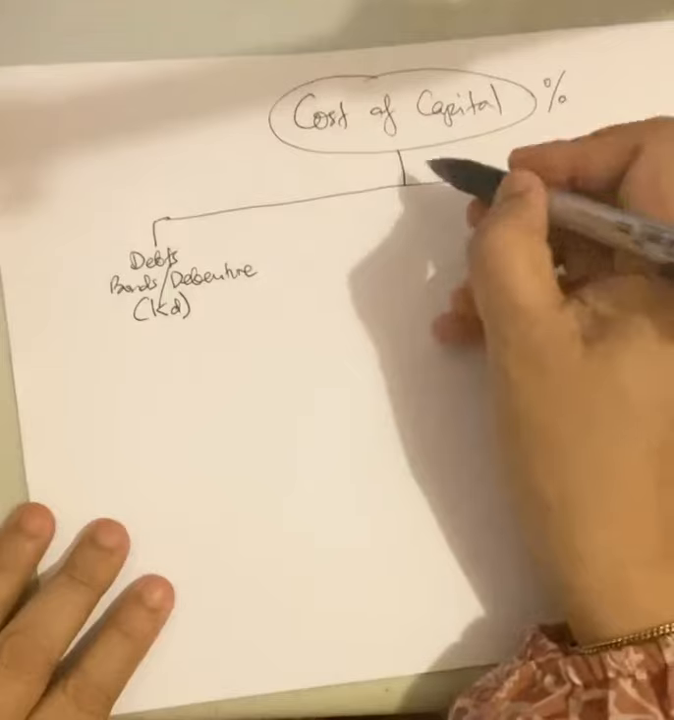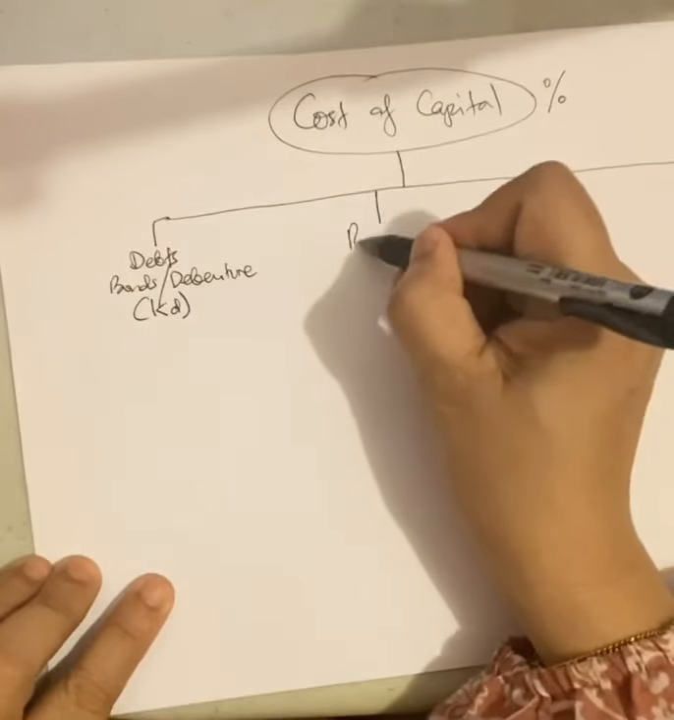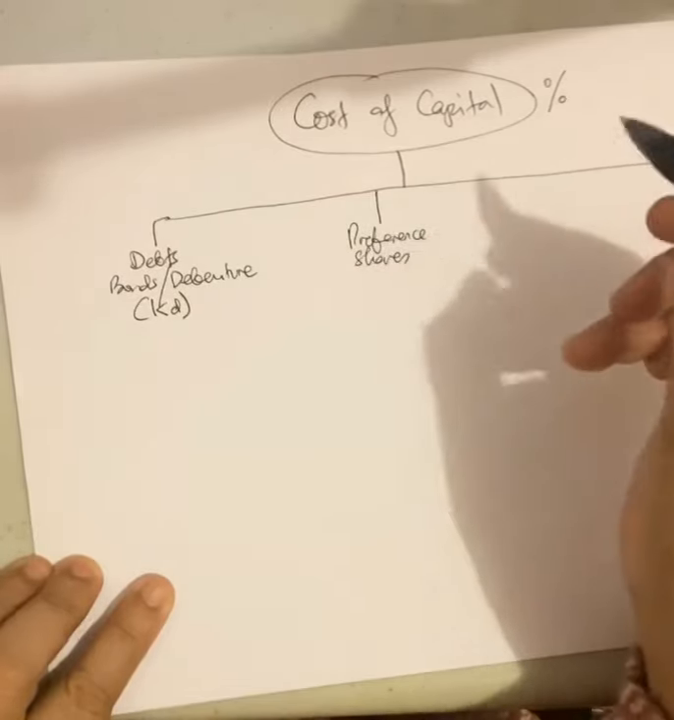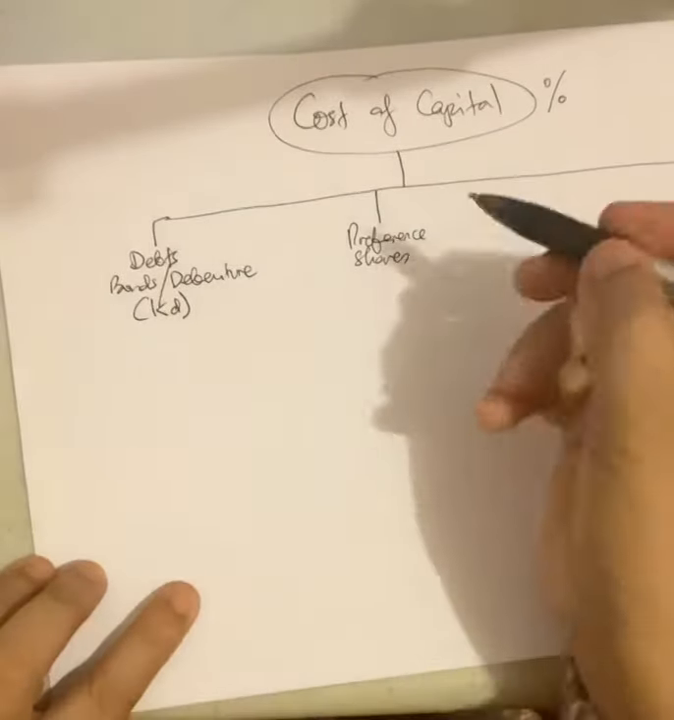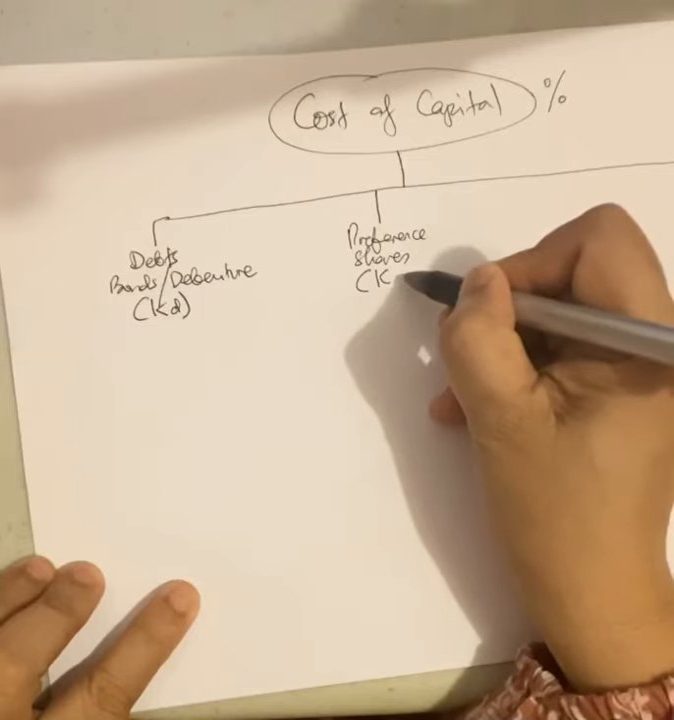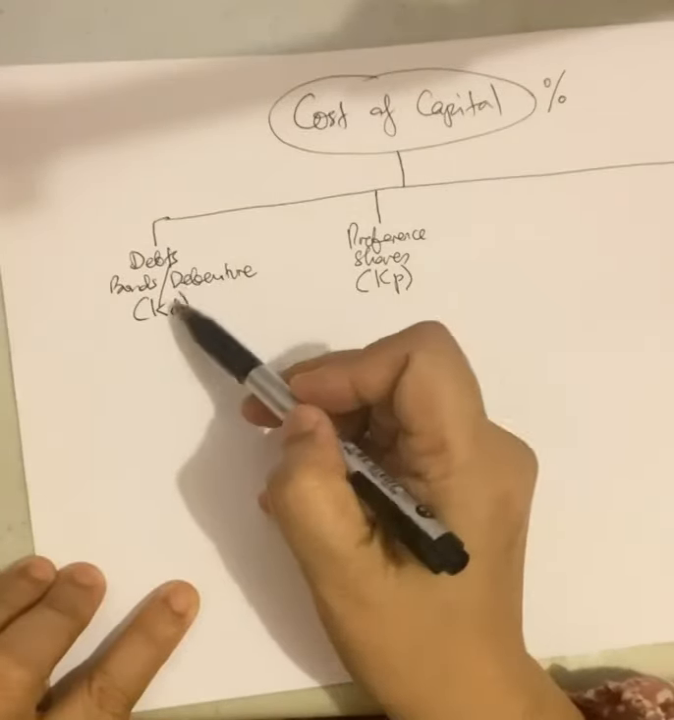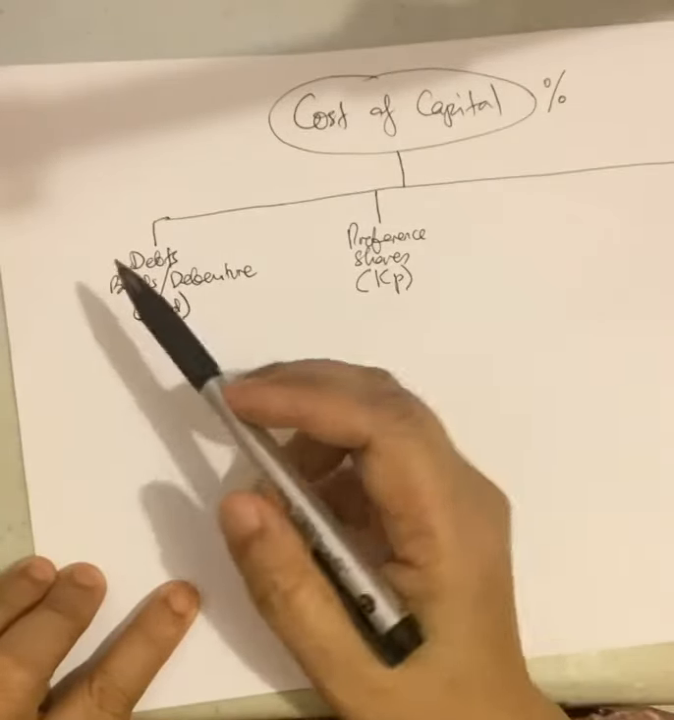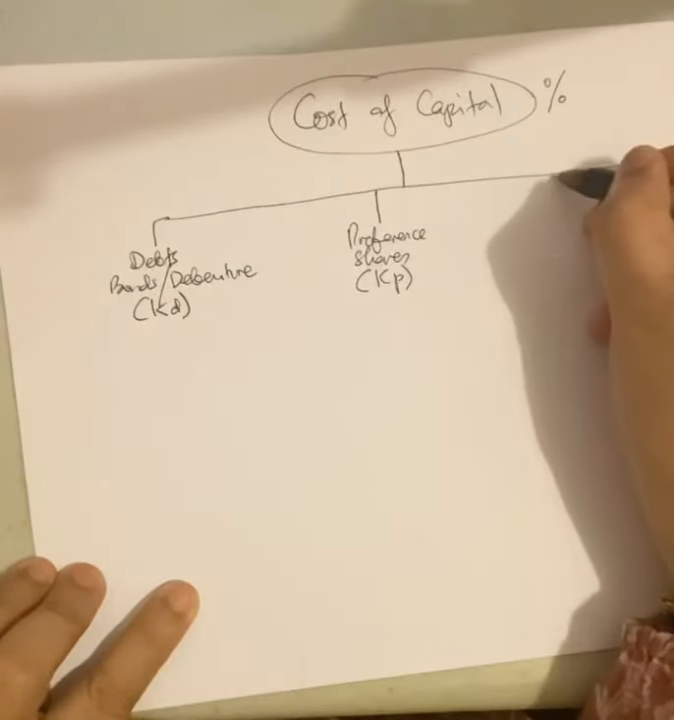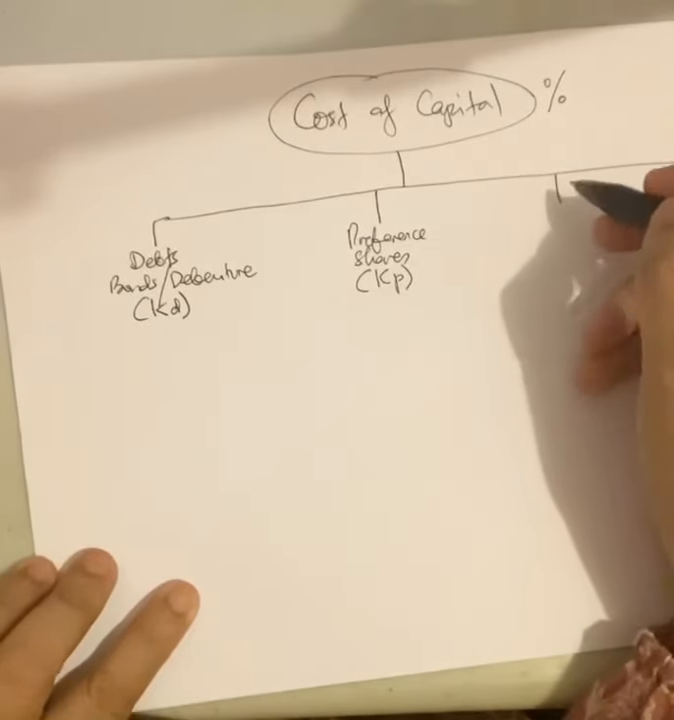So the equity can be in the form of preference shares, or the preferred stock. The symbol used for this is KP. So the cost for debts is normally the interest and other costs related to it. For this one, the cost is in the form of dividend and the flotation cost.